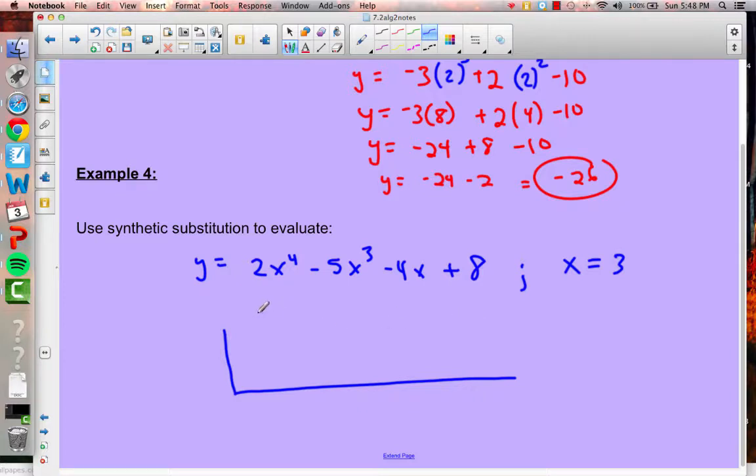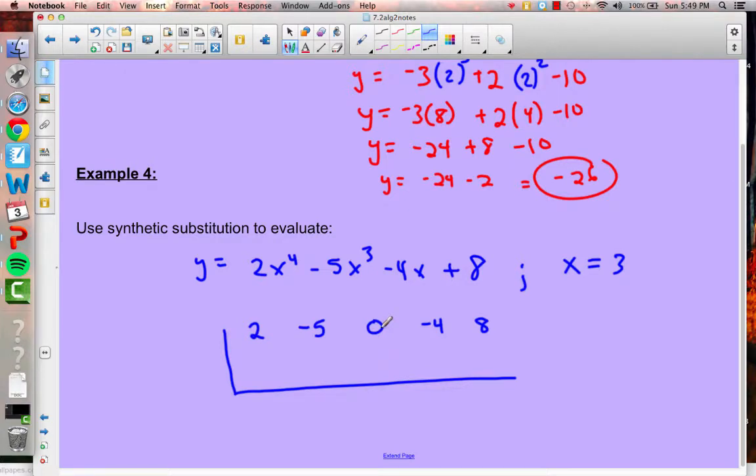Now you need to make sure that you have all the exponents covered. So here the highest was x to the 4th, so we're going to write a 2. X to the 3rd was our negative 5. Do we have an x squared? No, so we're just going to write a 0. Then the next one would be the x, which is negative 4, and then lastly our constant, which is 8. So if you have something missing, you need to make sure you put a 0 in its place.